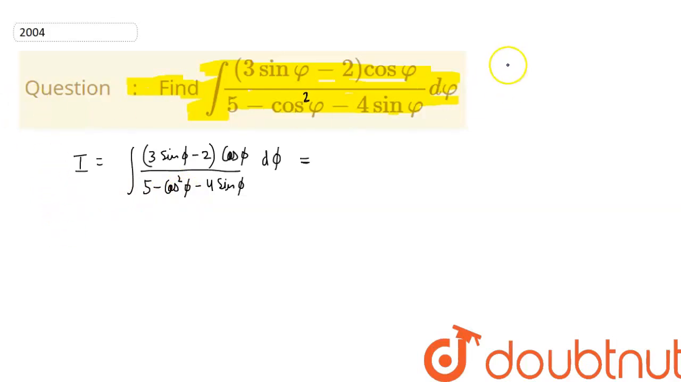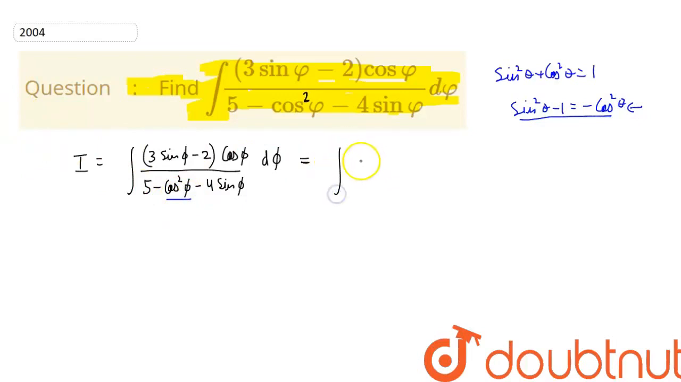So here we have the identity sin square theta plus cos square theta is equal to 1. From this we can say that sin square theta minus 1 would be the value of minus cos square theta. So now by using this result we are going to find the value of minus cos square phi. So here we have this integral as equal to the integration of (3 sin phi minus 2) whole times cosine of phi, divided by, in the denominator, 5, and instead of minus cos square phi we are going to write sin square phi minus 1. So here we have plus sin square phi minus 1, and here we have minus 4 sin phi.